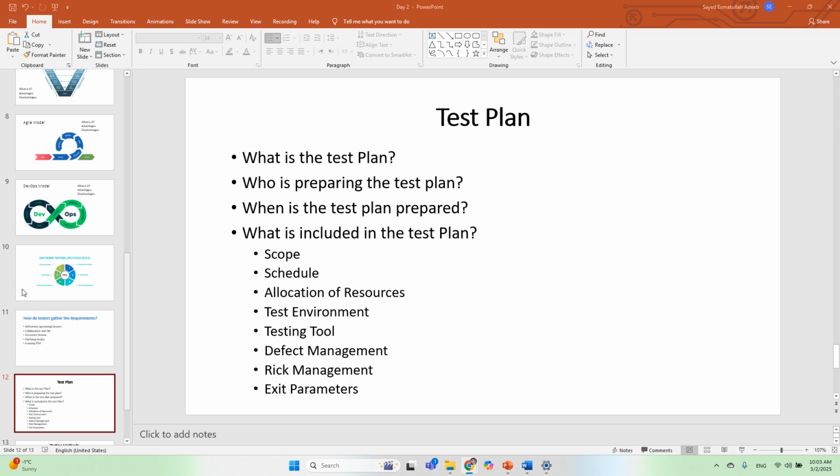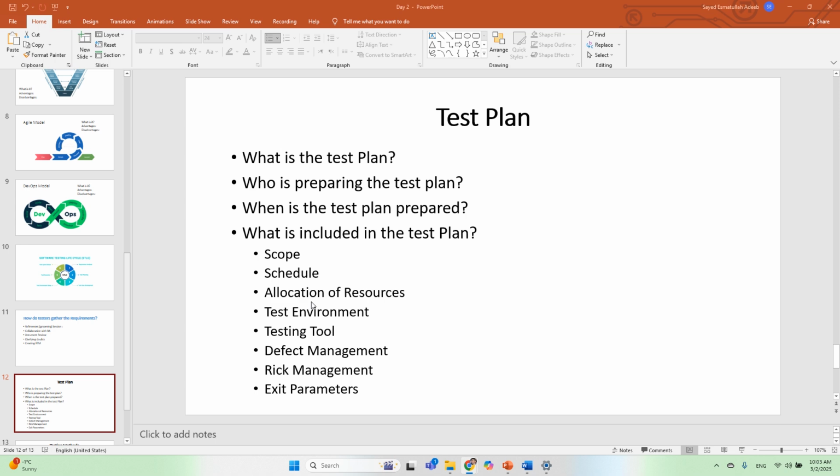The second one is schedule. The schedule specifies when testing will start and when results are expected. Allocation of resources. That means it indicates which tester will work on which functionality, and how many resources are needed to test that functionality.